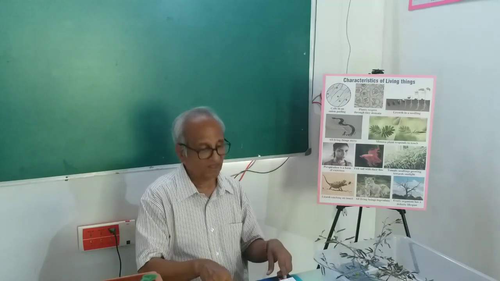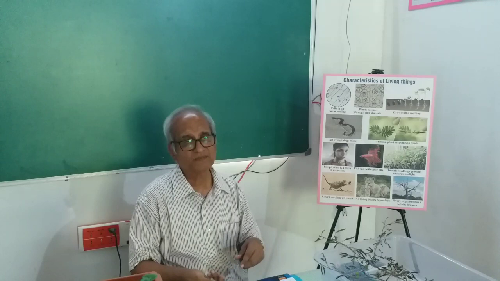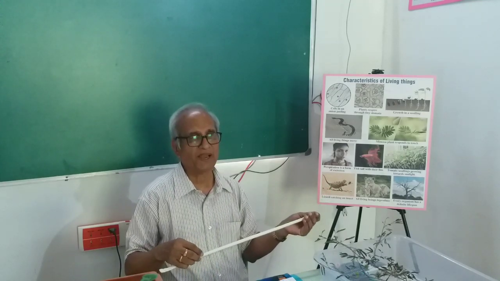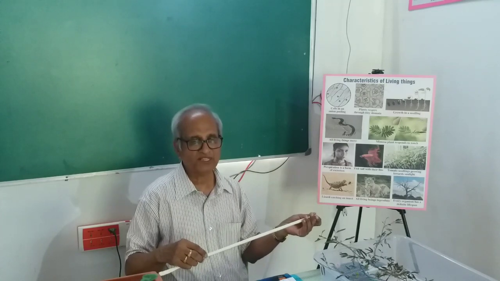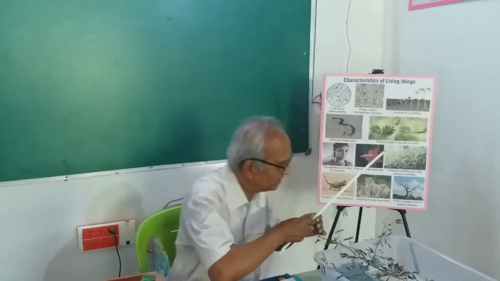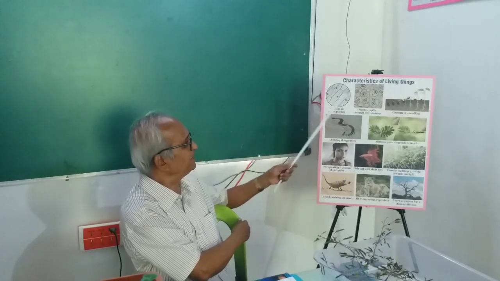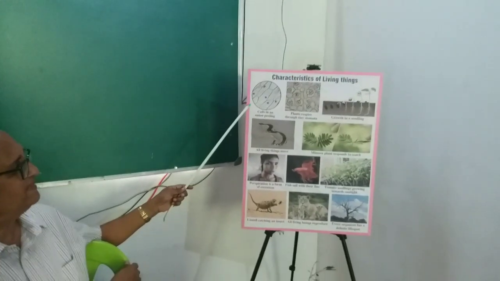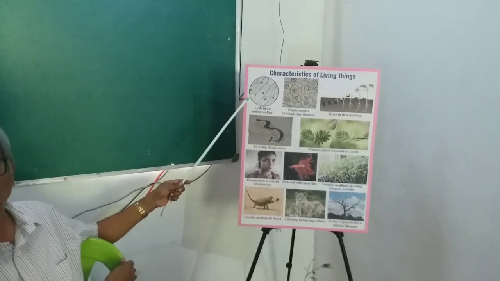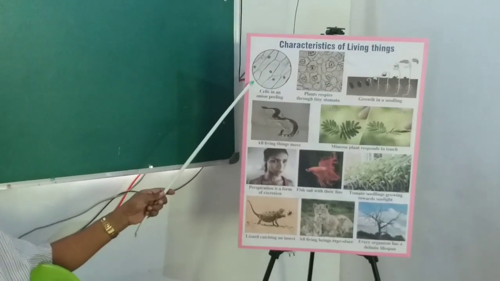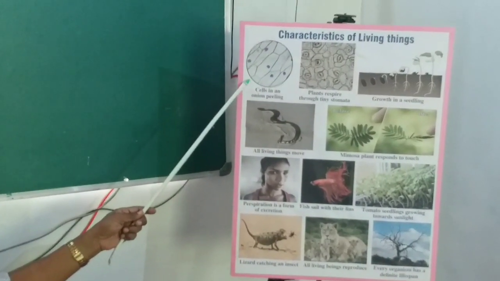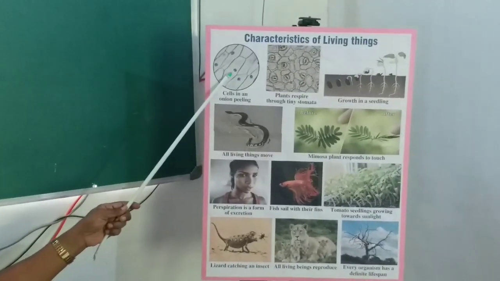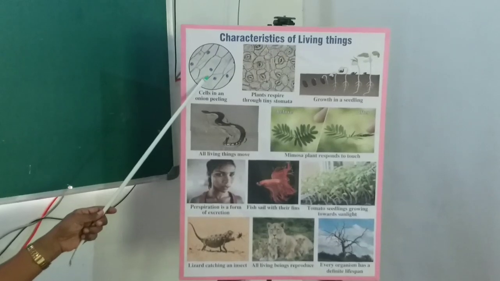Now, let us just discuss the various characteristics of animals and plants, living beings, with the help of the chart here. Here you have the chart. All these have been put up together. See, cells in an onion peeling. All plants and animals are made up of cells, billions of cells. Each cell is controlled by a nucleus.